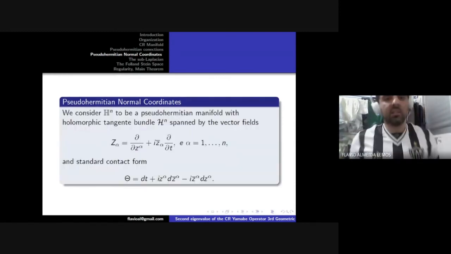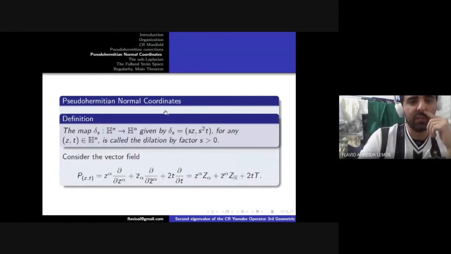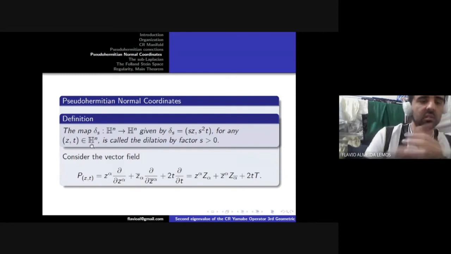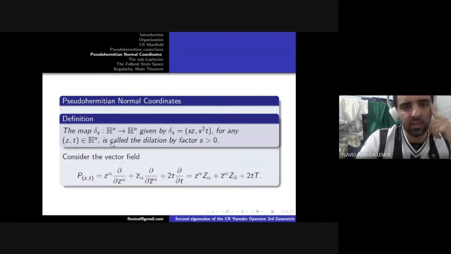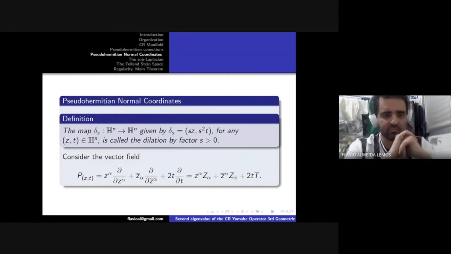We consider the Heisenberg group to be a pseudo-Hamiltonian manifold with the standard contact form. Okay, we have the following map: delta_s of (z, t) is (sz, s^2 t), for (z, t) in the Heisenberg group. It's called the dilation by the factor s.